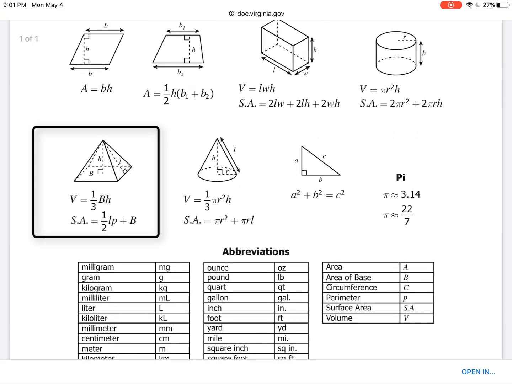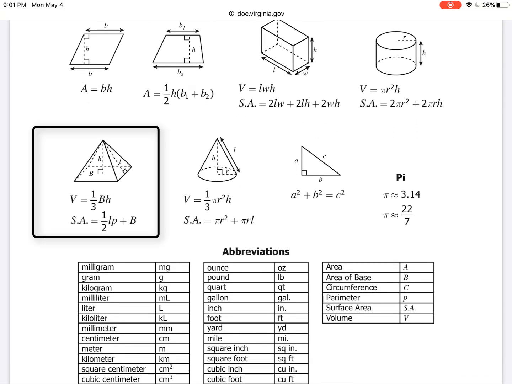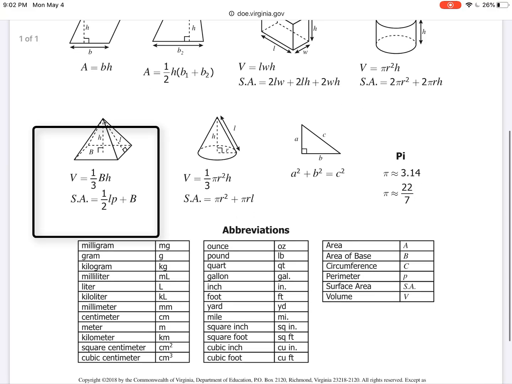H stands for the height of the pyramid, which goes from the very top point down to the base, hitting it perpendicularly. The surface area is equal to 1/2 LP plus capital B. There are a few things to dissect here.